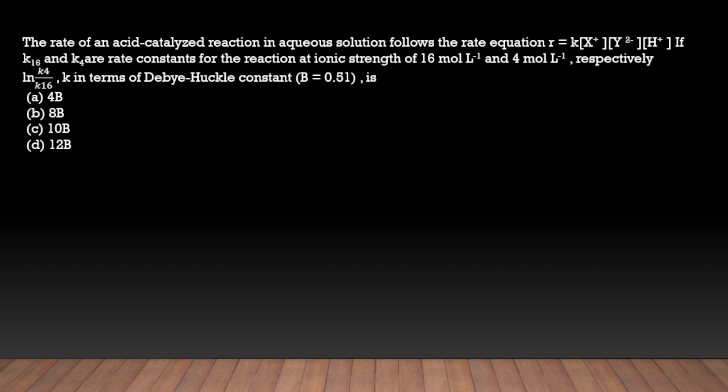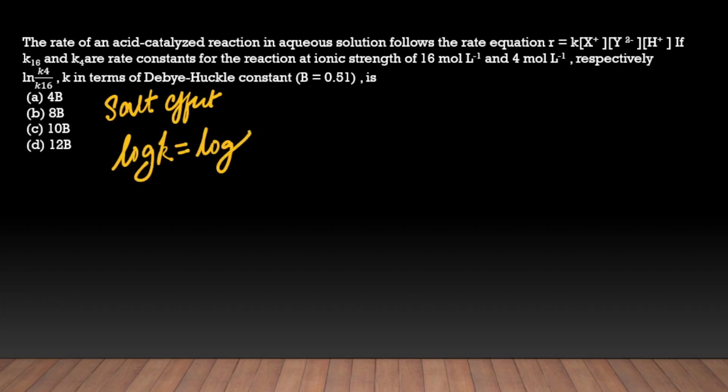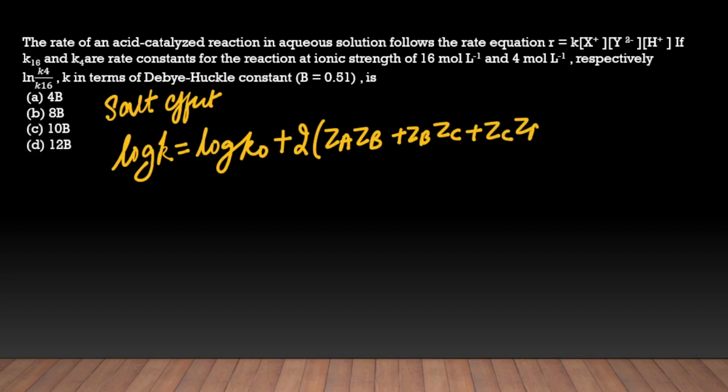So now when three ionic species are involved, again this is from your primary salt effect. If three ionic species are involved, we write the expression like log of k is equal to log of k naught plus 2 times ZA into ZB plus ZB into ZC plus ZC into ZA into the root of the ionic strength. So now the ionic strengths are given to us as 16 and 4. We need the ratio of the log of K16 upon the log of K4.